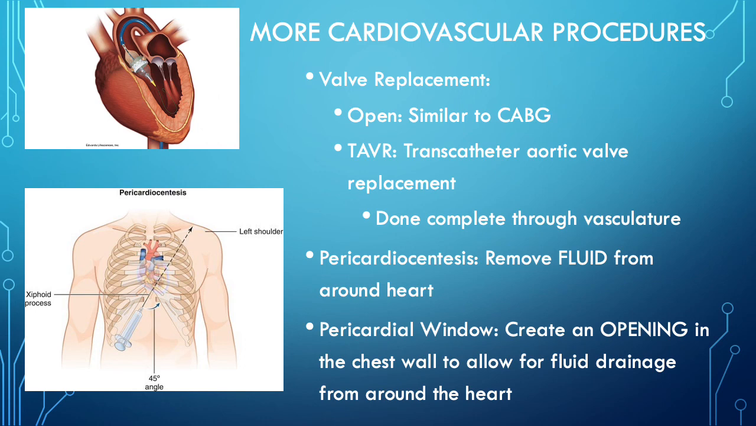When we talk about pericarditis and cardiac tamponade, there's pericardiocentesis. It removes fluid from around the heart, where they go in and do a needle aspiration. And there's also a procedure called a pericardial window, where they create an opening in the chest wall and heart to allow for fluid drainage, and usually a drain is placed. Those are all very serious things that hopefully, knock on wood, you never have to experience yourself.